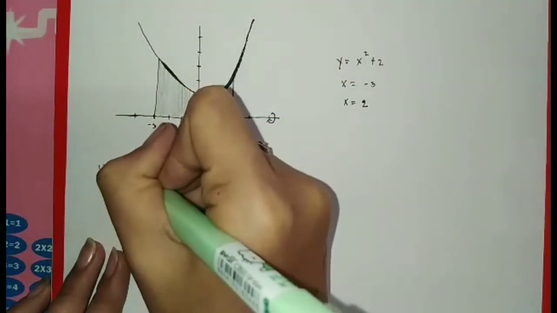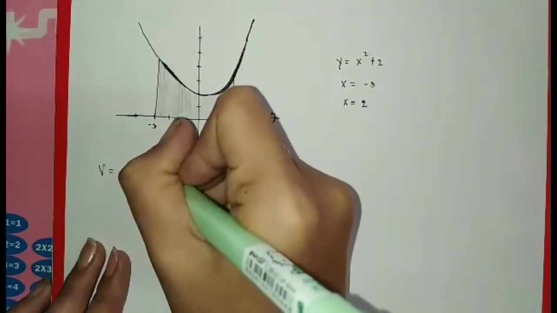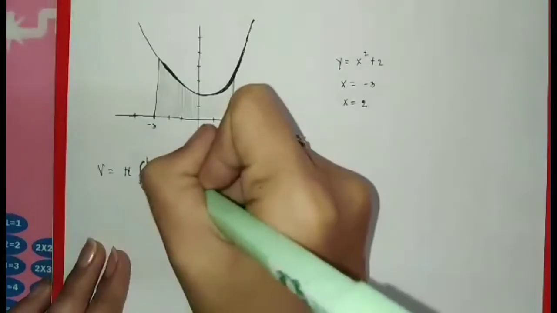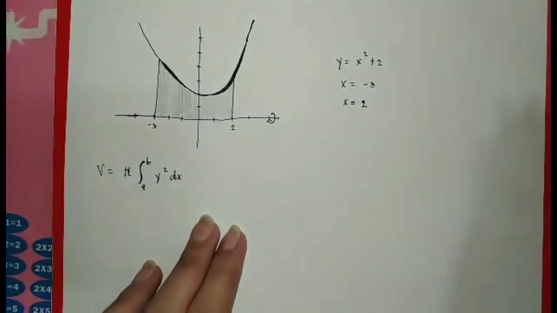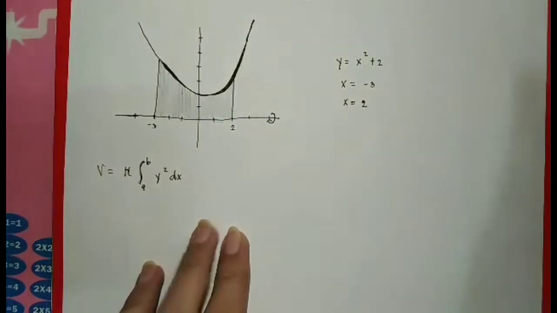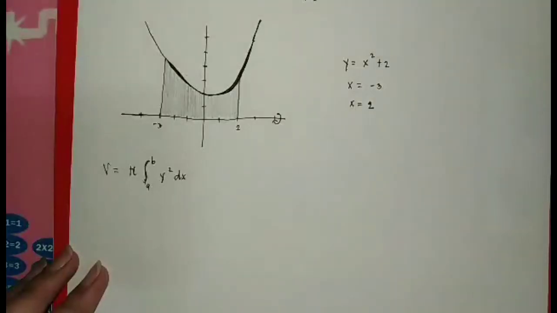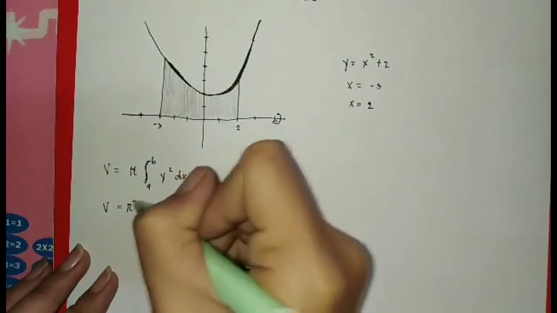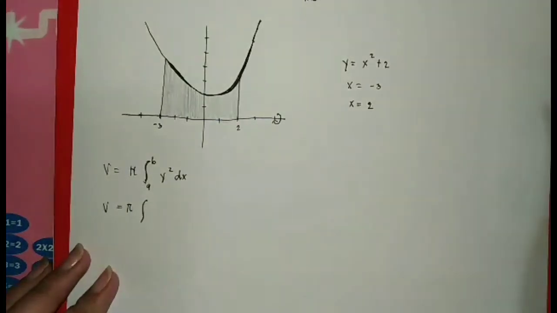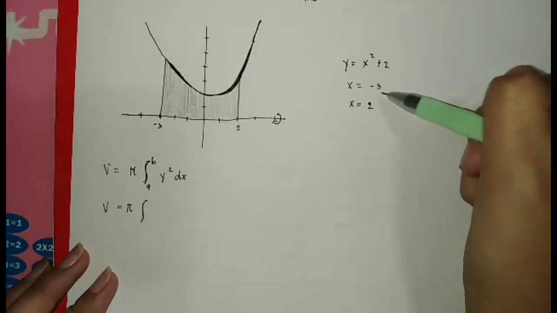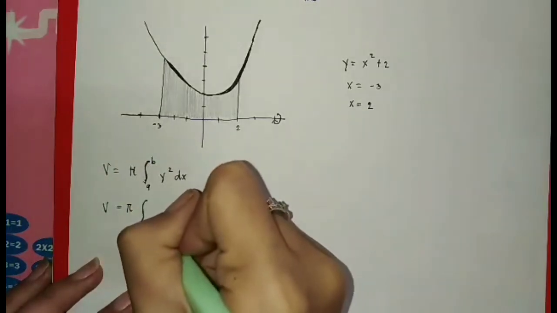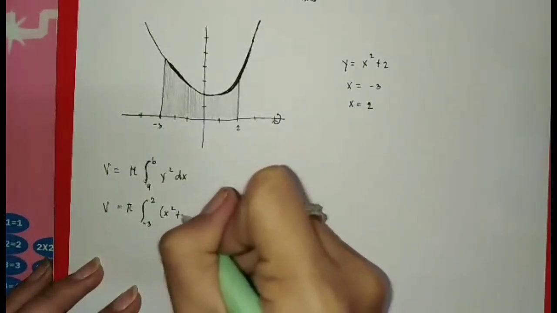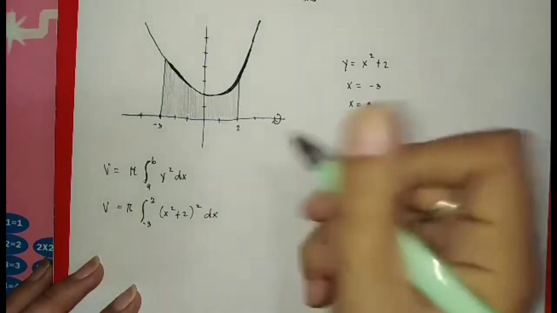V equals pi integral of y squared dx, since it is said here that the axis of rotation is the x-axis. So we will now substitute all the values that we have. So V equals pi, and we are given limits here, from negative 3 to positive 2, and our y is x squared plus 2, squared, dx.